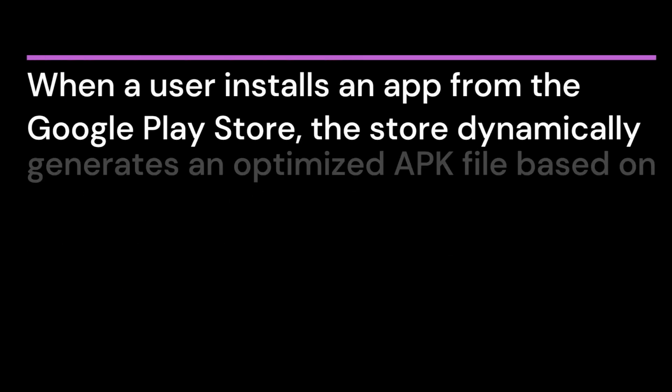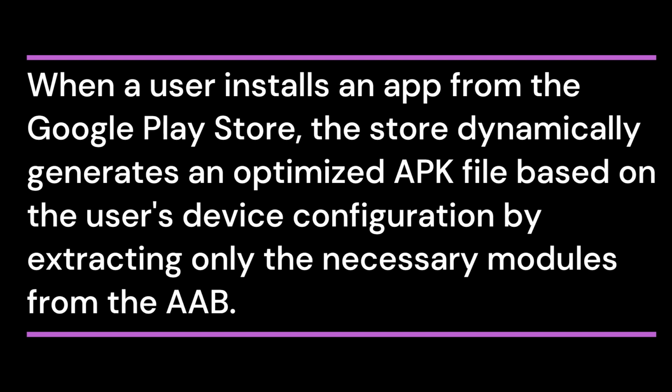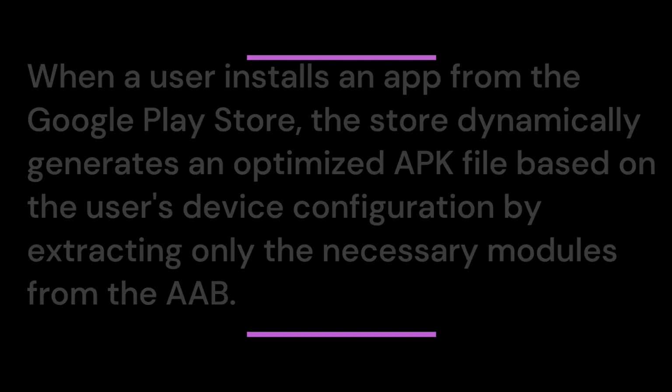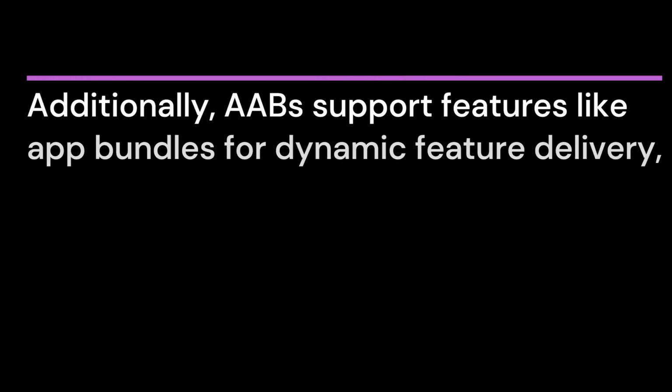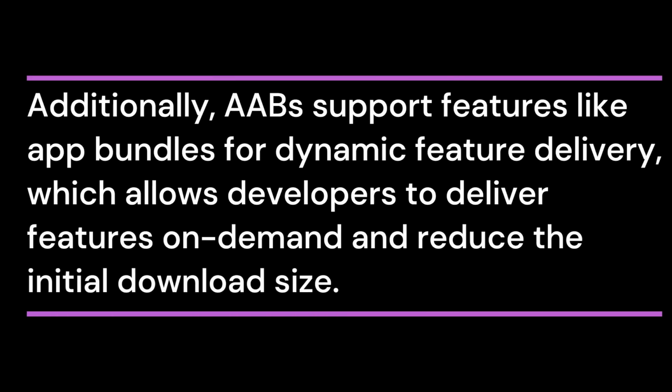When a user installs an app from the Google Play Store, the store dynamically generates an optimized APK file based on the user's device configuration by extracting only the necessary modules from the AAB. This approach reduces the app size on the device since only the required resources are installed, resulting in faster downloads and more efficient storage usage. Additionally, AABs support features like app bundles for dynamic feature delivery, which allows developers to deliver features on demand and reduce the initial download size.